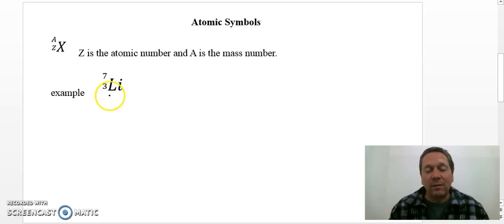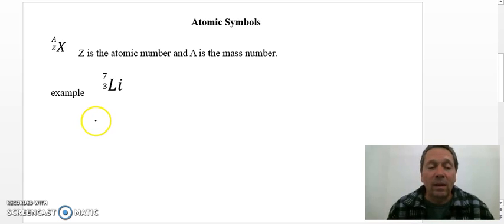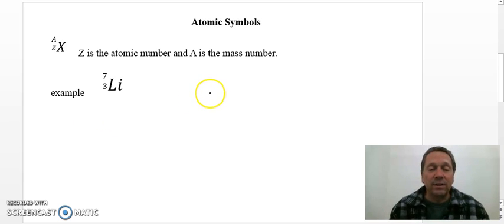Now the only way lithium can have a mass of 7 is if it's got 3 protons plus 4 neutrons, makes a total of 7 things in the nucleus, nucleons in the nucleus. Lithium, like this, could also have a positive charge on it, which is quite common. So we will put the charge over here.